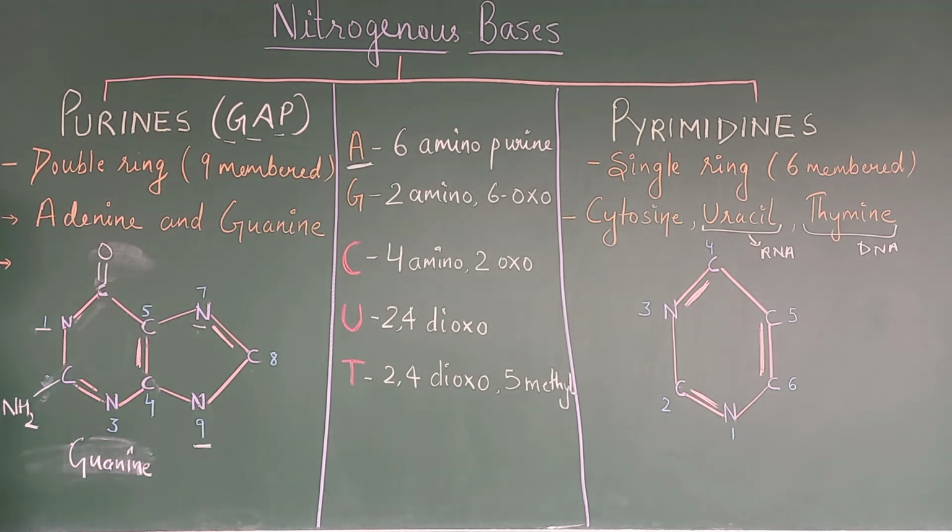Fine. You only have to learn the basic skeletal structure of this 9-member ring, and you learn how to number. Numbering is in this particular direction. Okay.